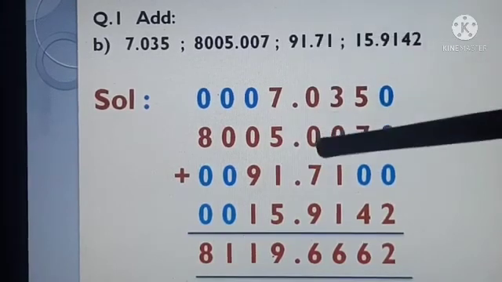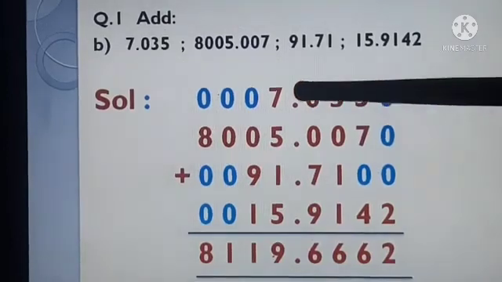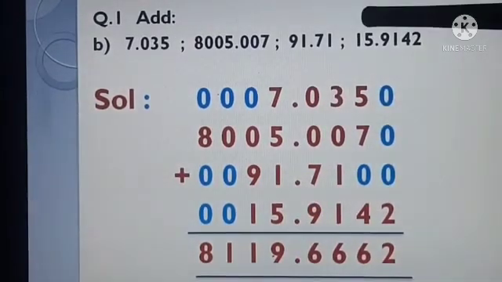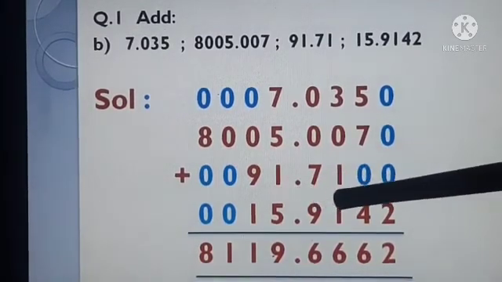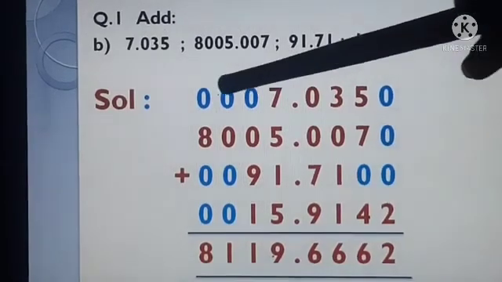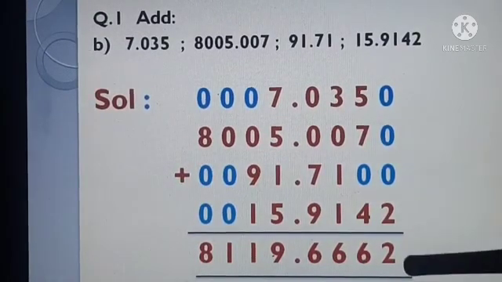7 should be at the tenths place, and the decimals should be in the same vertical line. Then last is 15 decimal 9142, and the remaining places will be written as zeros, right? And then do addition.